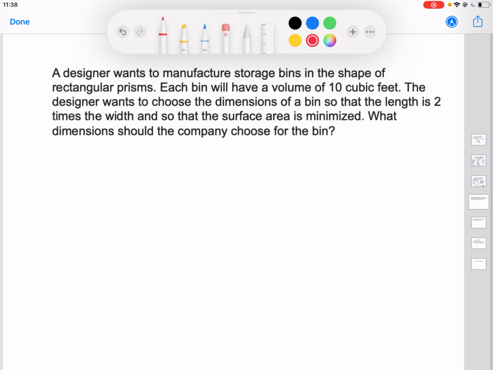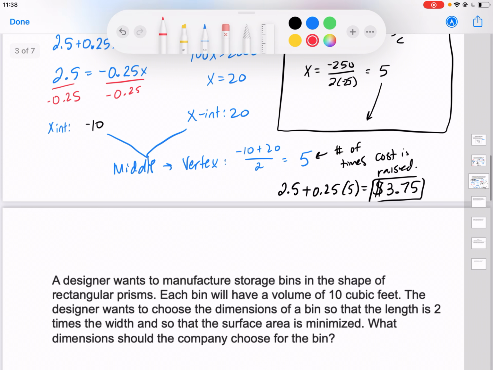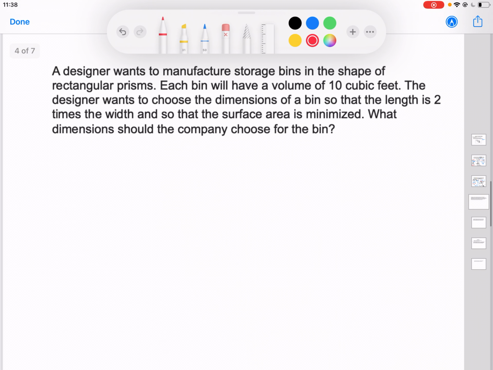Let's get into some more design problems. On this one, we've got a designer wanting to manufacture storage bins in the shape of rectangular prisms. So let's go ahead and draw that picture. So we've got some rectangular prism like so. And in this storage bin, each will have a volume of 10 cubic feet.